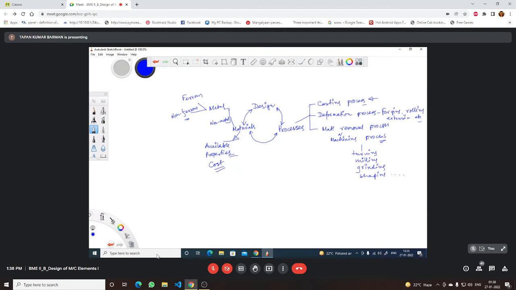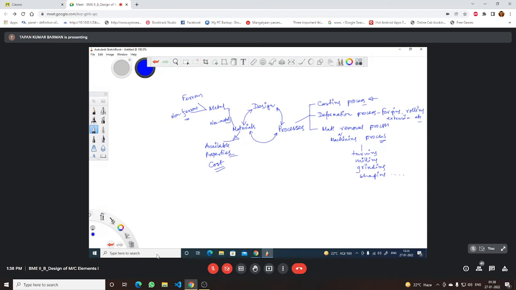Also, for material removing processes or machining processes, if I try to make one shaft using turning or milling or grinding, the surface qualities of these machining processes will be different.